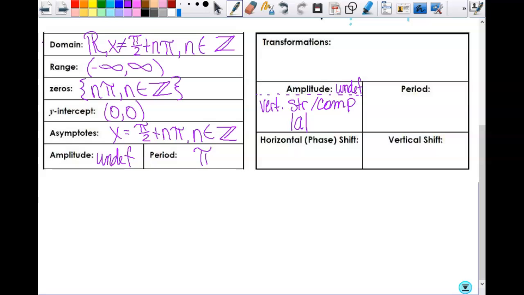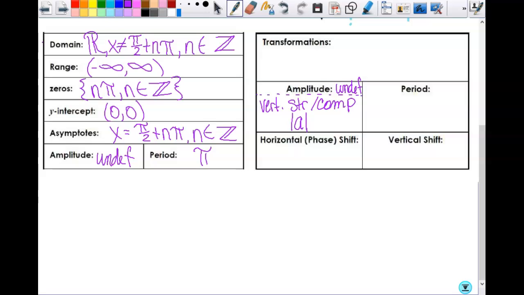No, it's the definition of the word amplitude. Like there's still a stretch, but the amplitude is half the distance between the max and the min. And since you don't have a max and min, we just can't call it amplitude. No, there is a number. It's just not called the amplitude. It doesn't have a name. A number doesn't make it undefined. The definition of amplitude is what makes it undefined.